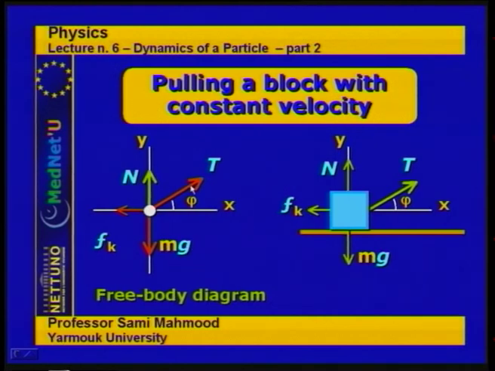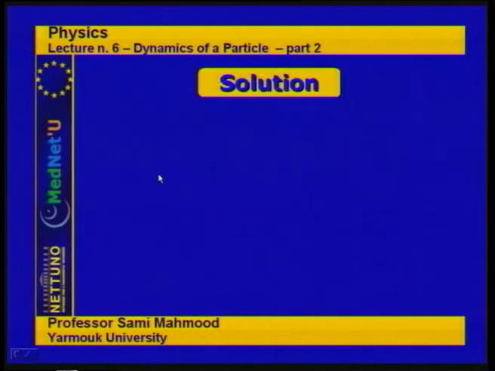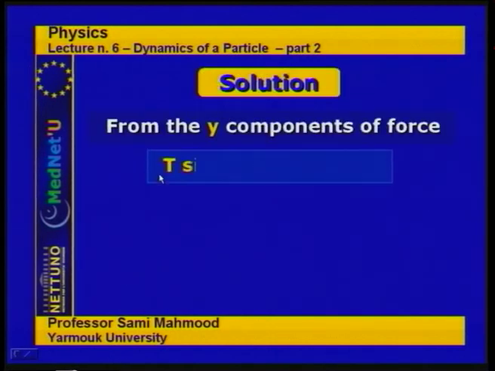We only have to resolve the tension into its two components. One of them is the x component, which is T times cosine phi, and the other is the normal component, which is T sine phi. Thus, all forces lie either in the x direction or in the y direction. And we apply Newton's second law to the motion in the y direction.